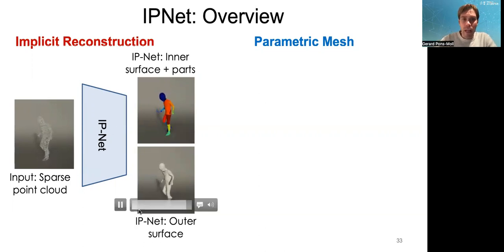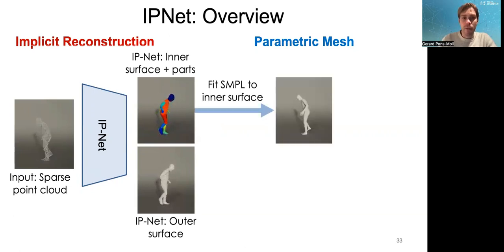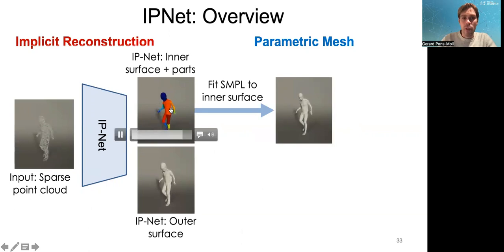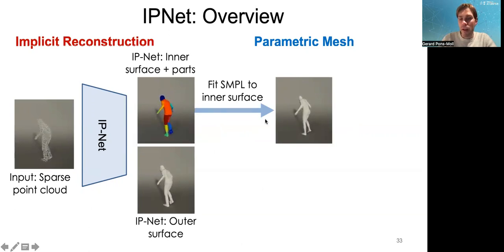Then on the bottom, we have the full surface, including clothing and hair. And so the idea behind these two predictions is that now, because the upper surface looks more like the simple model, the fitting process will be easier. It will be easy to fit a simple model to the surface because it has no clothing, no hair, and also we have the part labels to make the fitting process easier.